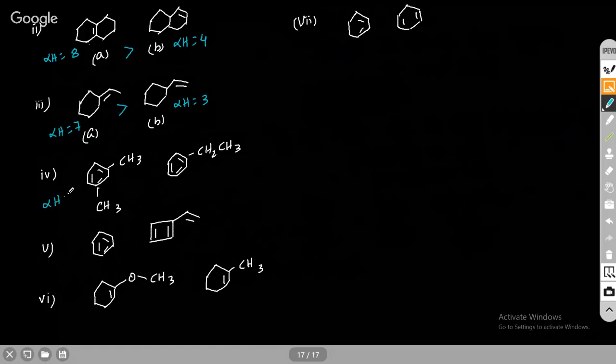Number of alpha hydrogen in this. How many alpha hydrogen we have here and here? Tell me. First compound, how many alpha hydrogen? Yeah, here we have 6 sp3 hybridized alpha hydrogen, right? So it is 6 and here it will be 2, right? So this one is more stable. In these two, which one is more stable? Fifth one, which is more stable?